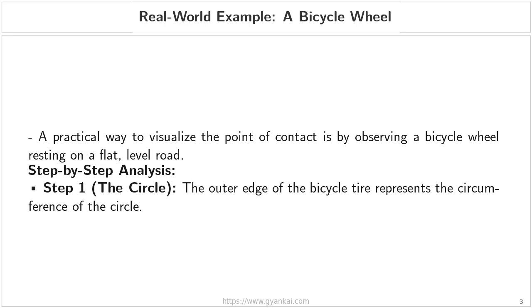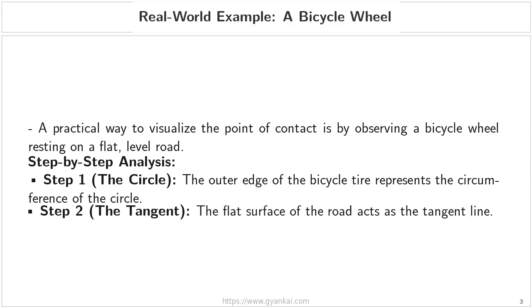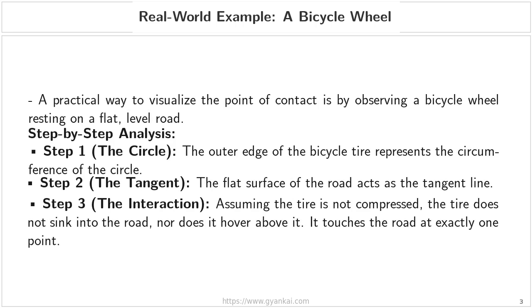First, let's identify the circle. If you look at the outer edge of the bicycle tire, that boundary represents the circumference of our circle. Second, let's identify the tangent. The flat, straight surface of the road acts exactly like our tangent line. Third, let's look at the interaction between the two.